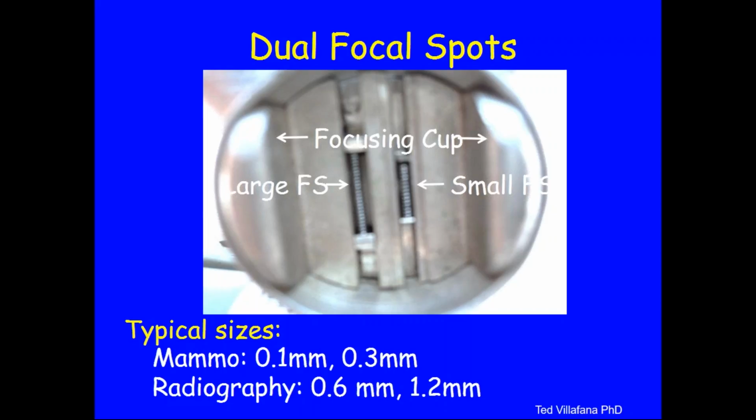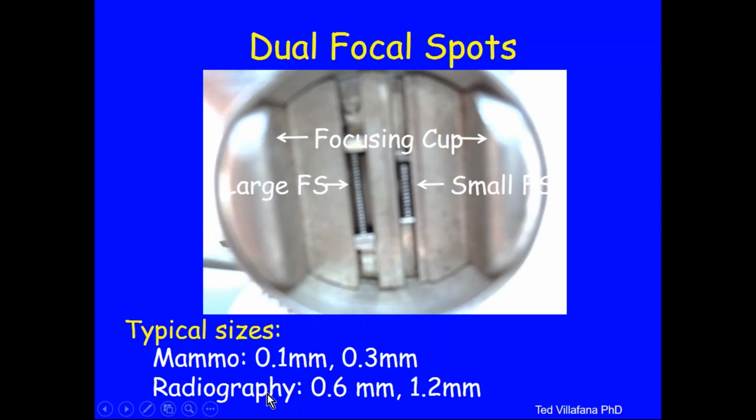With the focusing cup. It's just like a little valley, with these protrusions sticking out that help you focus these electrons. You put a voltage on these, a negative voltage, that will pinch the electrons coming from the filament down to a point, a focus point.